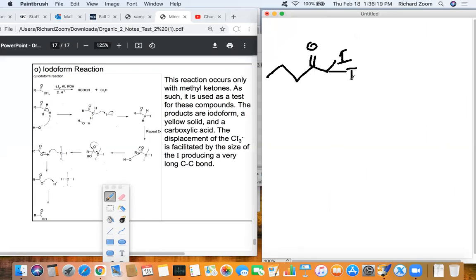Which has 3 I's attached to that C that's adjacent to the C double bond O. So you just understand we've done this 3 times now. Does anybody have any questions?